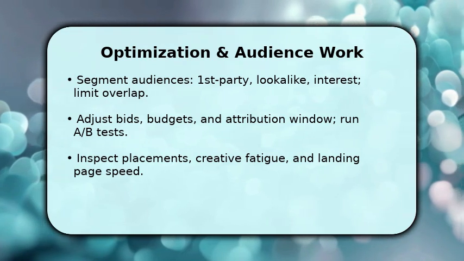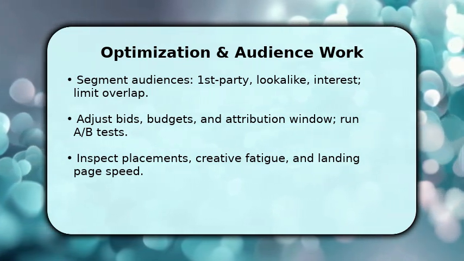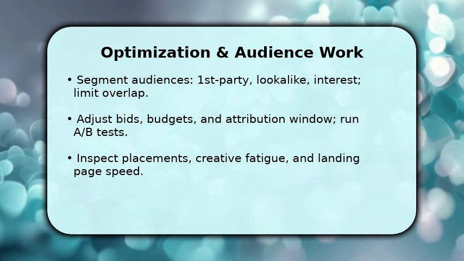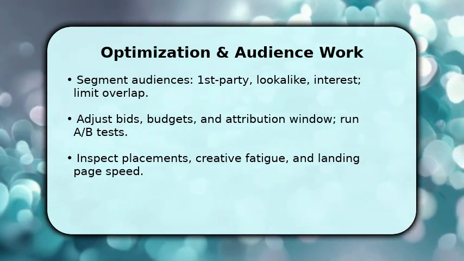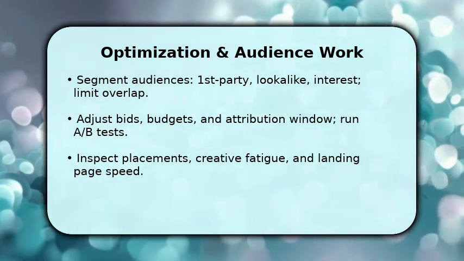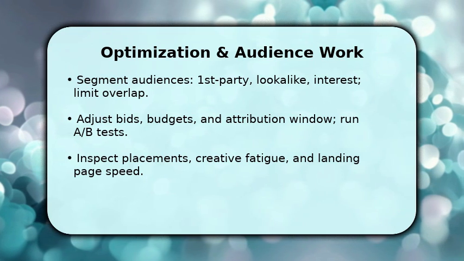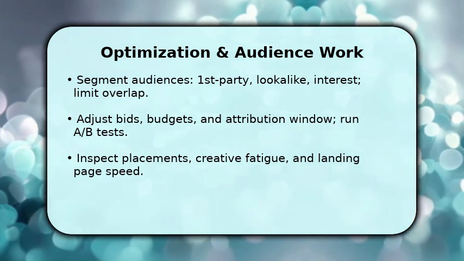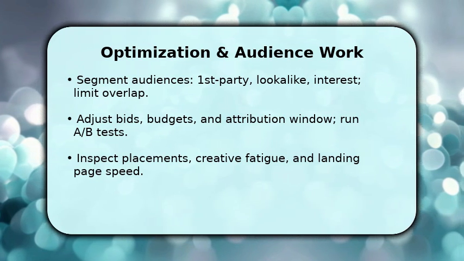Run structured A/B tests for creative and copy, and switch placements based on performance rather than assumptions. Also check landing page speed and tracking consistency. Slow pages or missing UTM parameters break attribution and raise cost per result.